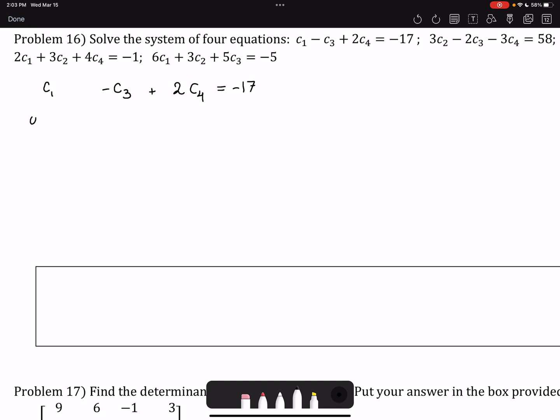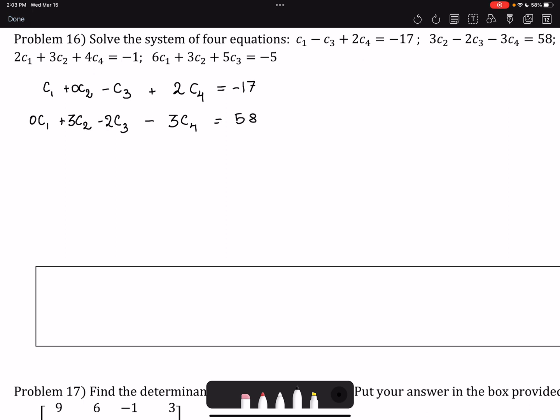We don't have anything for C1, so we'll just put 0 C1, and I'll do the same here for C2, plus 0 C2. And for C2, we have plus 3 C2, then we have minus 2 C3, and then we have minus 3 C4. All of that is equal to 58.